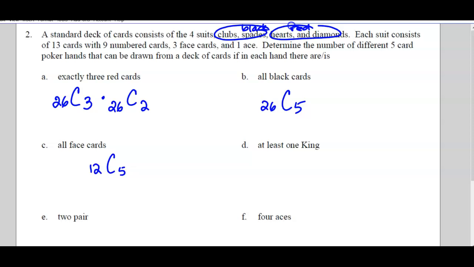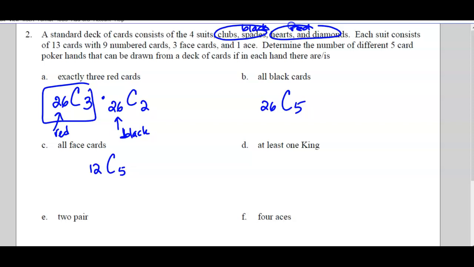No, it says exactly 3 red cards. Yeah, I did. So this is the red, just check. This is the red, right? We have 26, and we're choosing 3 of them. You don't want any more red. So this is 26 for red. Oh, this is 26 for black, right? So really to get this, it's 52 minus this 26, the different 26.